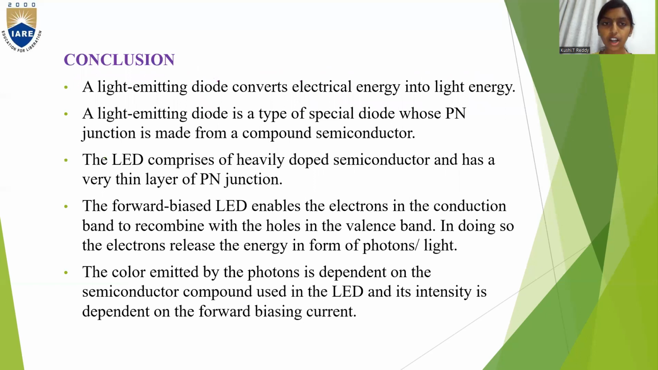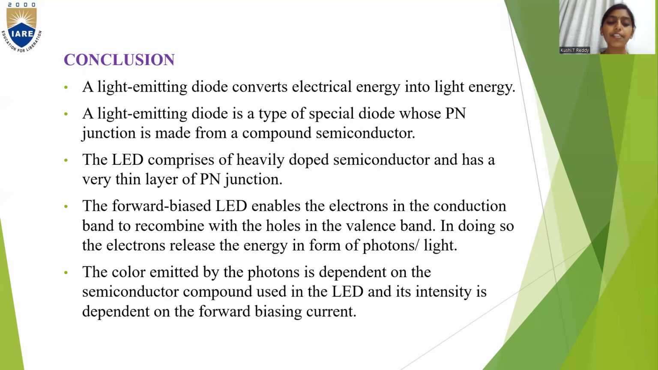So coming to the conclusion, what we have learned in this presentation, we will revise the important points once again. A light emitting diode converts electrical energy to light energy, and a light emitting diode is a type of special diode whose PN junction is made from a compound semiconductor. The LED comprises a heavily doped semiconductor and has a very thin layer of PN junction. The forward biased LED enables the electrons in the conduction band to recombine with the holes in the valence band. In doing so, the electrons release the energy in the form of photons or light.